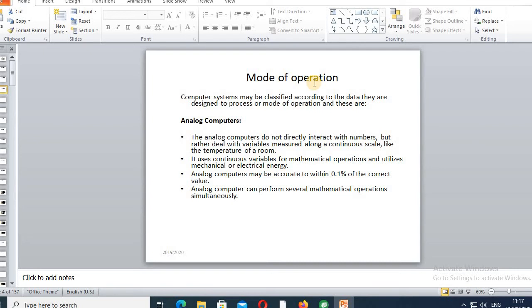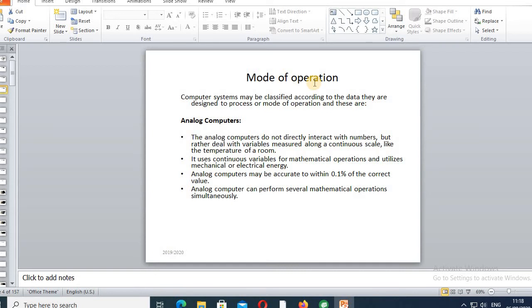For example, like the temperature of the room, as the temperature is increasing, it will be able to handle those variations. It uses a continuous variable for mathematical operations and utilizes mechanical or electrical energy. Are we together? So it will use mechanical energy, or it will use electricity. In other words, it will use either batteries or cells have to be installed. For example, look at a thermometer in the hospital. It is always used to measure the temperature of a human being.